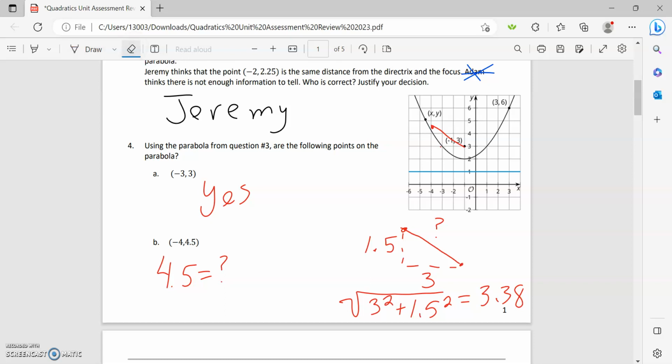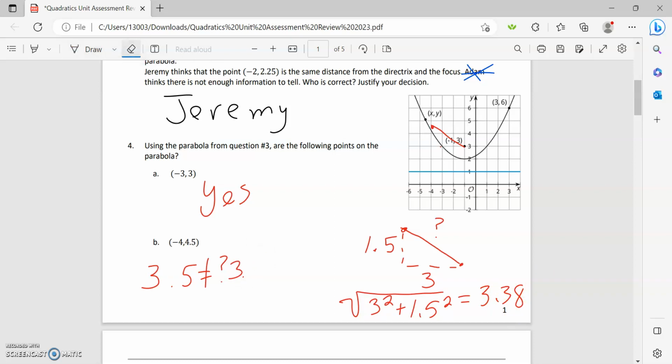I'm sorry, I just caught this horribly gross error. My distance to the directrix, sorry about that, is 3.5. So from 1, 2, 3, 4. Okay, so my distance is 3.5. No matter what, the distance to the focus, I just used Pythagorean's theorem, and I realized it's not exactly 3.5, so it is not, even if I round it to 3.4.